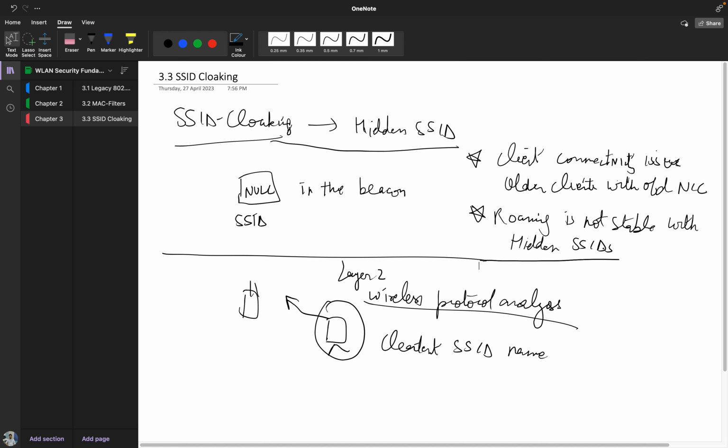So these are some of the legacy authentication mechanism ways, legacy ways of how .11 used to work. And next we're going to move on to the robust security networks now. Okay, so see you in the next chapter.